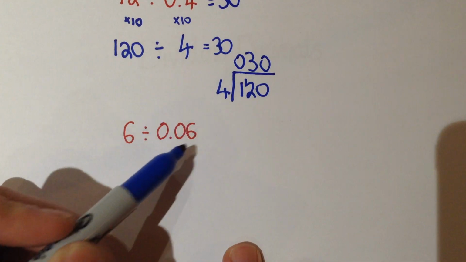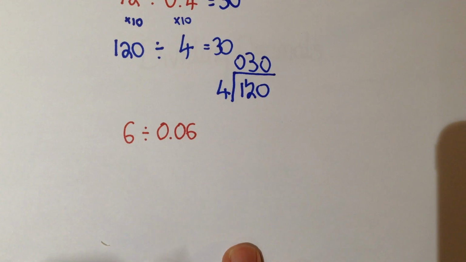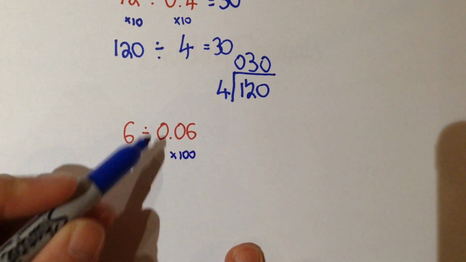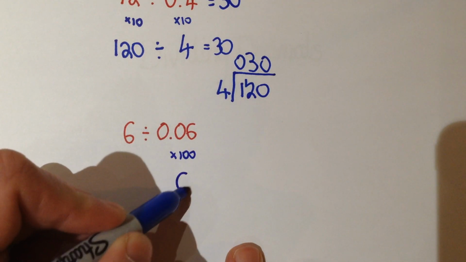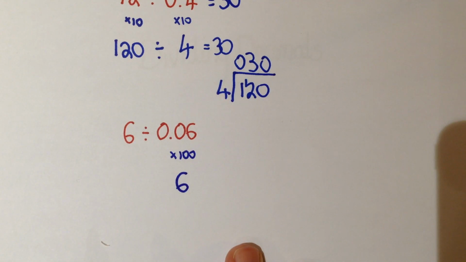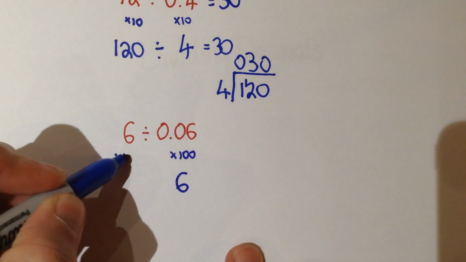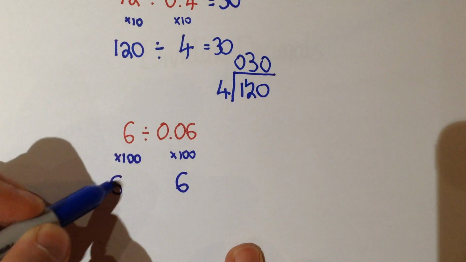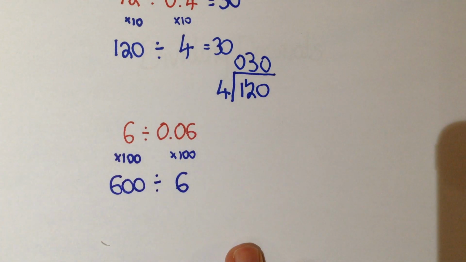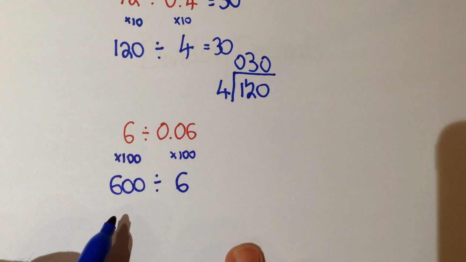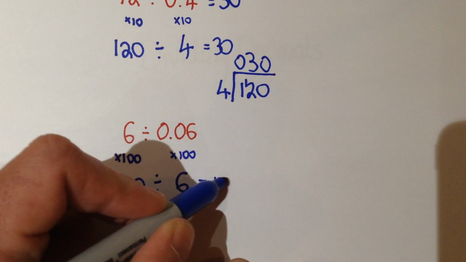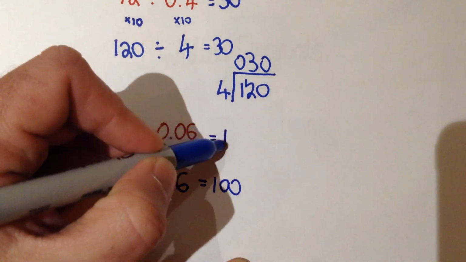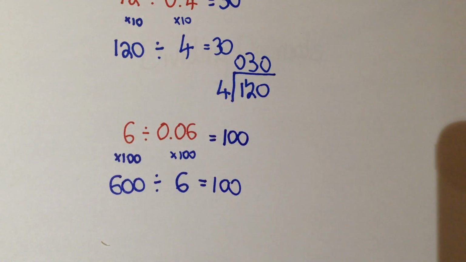Let's have a look at this question. The thing that we need to change is the number we are dividing by. To change this into a whole number, I'd multiply it by 100. So 0.06 times 100 gives us 6. So that we don't have to change the answer, I'm going to do the exact same thing to the first number in the question. So times that by 100 as well. This gives us 600. So we've got the question 600 divided by 6. Well, this just gives us 100. And because again we've done the same to both numbers, the answer to this question is also 100.